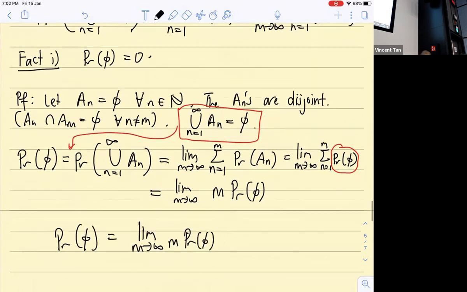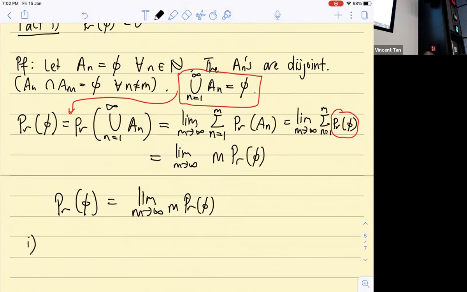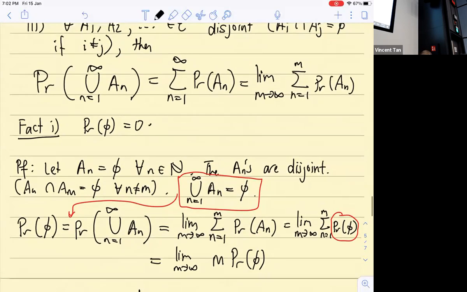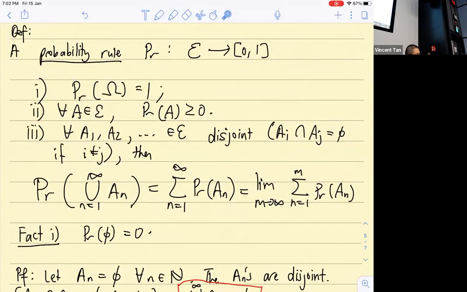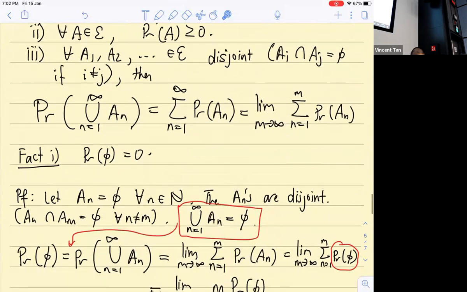Right? So there are two cases here. Case A, probability of phi bigger than 0. Case B, probability of phi is equal to 0. There are only two cases in life, right? Because probabilities must be non-negative. And this is using part 2. We are not being very fast, we are using part 2: probability of anything is non-negative. So there are only two cases.